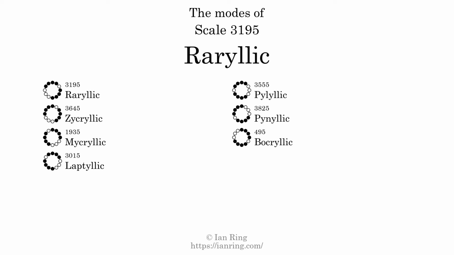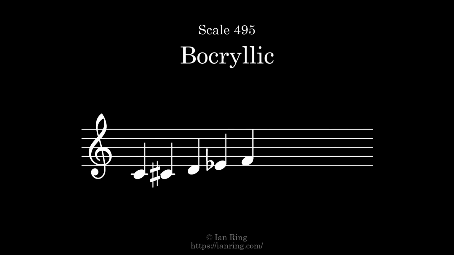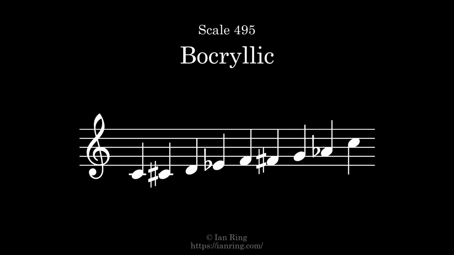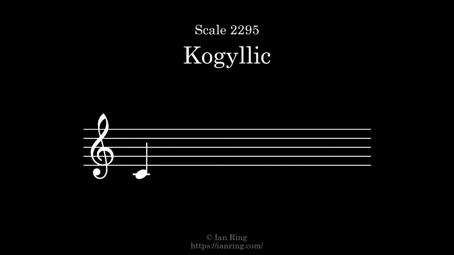The seventh mode is scale 495, also known as Raryllic. It sounds like this. The eighth and last mode is scale 2295, also known as Raryllic. It sounds like this.